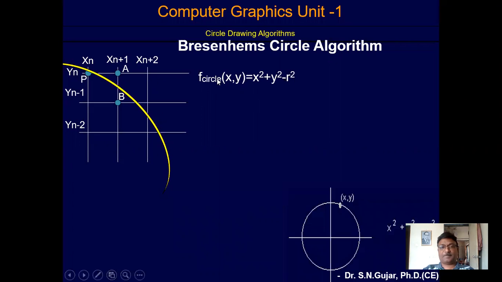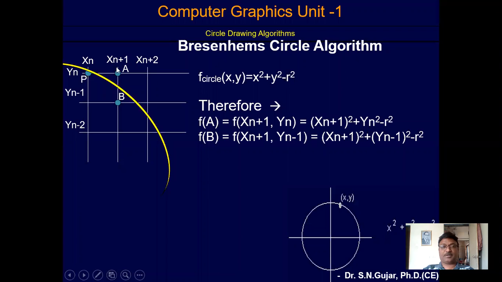So this is my Bresenham circle. The equation x square plus y square minus r square is the circle equation that I put in the circle function f of xy. Now I have considered these 2 points, my starting points A and B. Suppose my circle is going to pass from this point, so that point I have to put in the circle equation. So f of a is f of xn plus 1, yn, which is xn plus 1 whole square plus yn square minus r square. Again, f of b is xn plus 1 whole square plus yn minus 1 whole square minus r square.